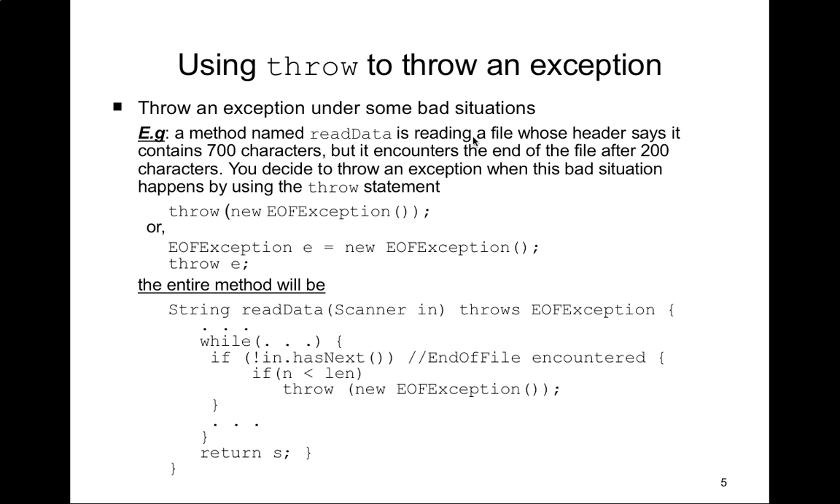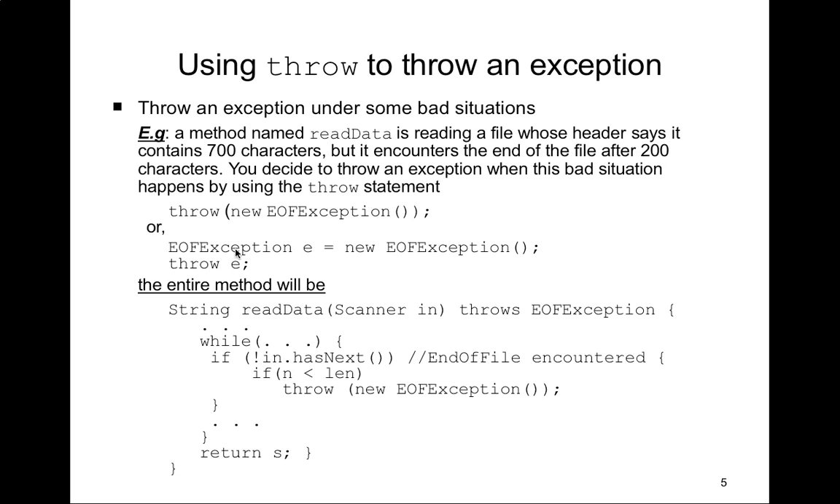So readData is reading a file whose header says it contains 700 characters. But it encounters the end of file at 200 characters instead of 700 characters, which means it didn't read the entire header correctly for some reason. Who knows, maybe the file's corrupted, or maybe you got the wrong file. So you decide to throw an exception when this bad situation happens by using the throw statement. So here you go, throw new IOException. You can do that inside the method body, right when you're opening up the file and doing something.